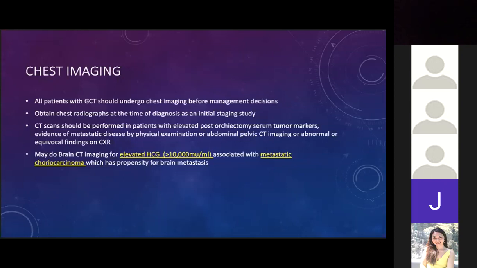And we can also do brain CT imaging for elevated HCG of more than 10,000 mU per mL associated with metastatic choriocarcinoma, which has a propensity for brain metastasis. Thoracic mets in the absence of retroperitoneal disease and or elevated serum tumor markers is uncommon.